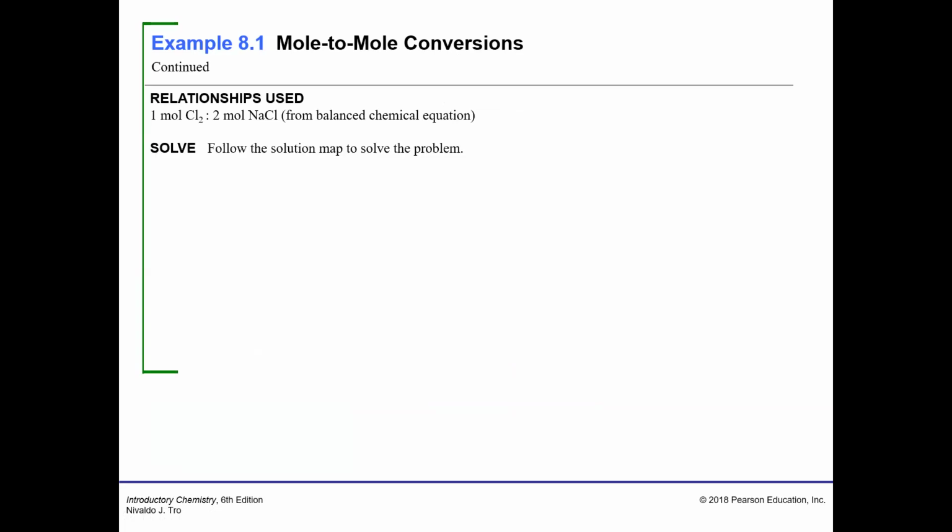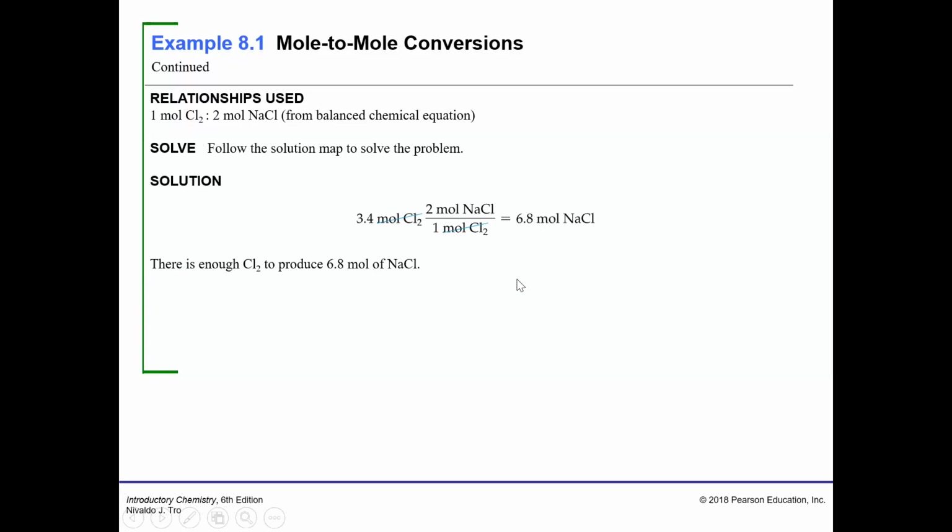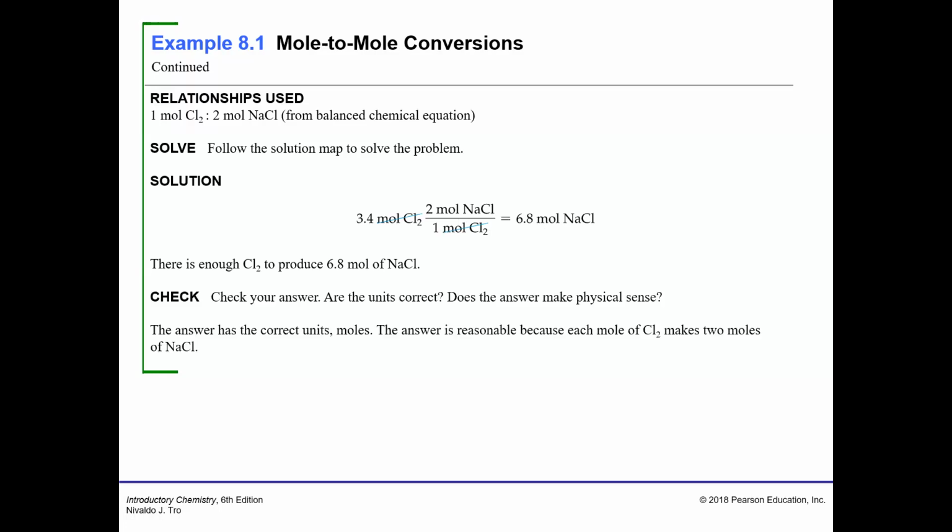All right. Then follow the solution map to solve the problem. So we have 3.4 moles of chlorine, right? Then use the mole to mole ratio: 2 moles of sodium chloride divided by 1 mole of chlorine, which will give you 6.8 moles of sodium chloride. There's enough chlorine to produce 6.8 moles of sodium chloride.